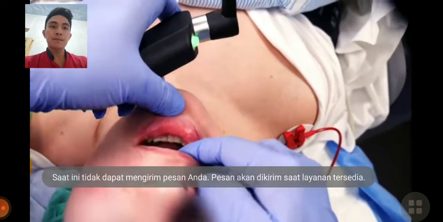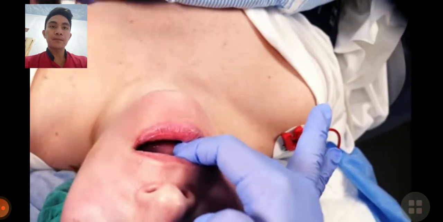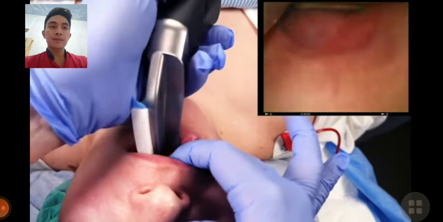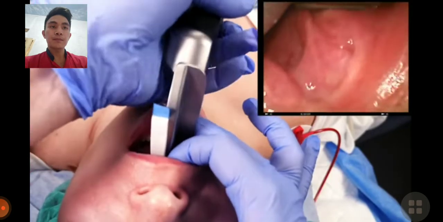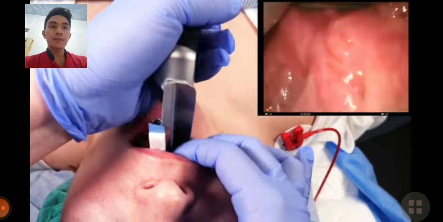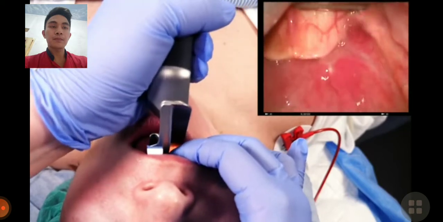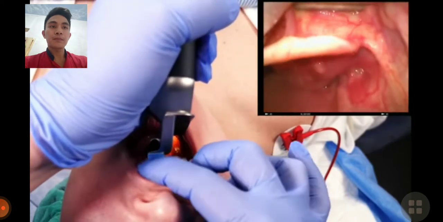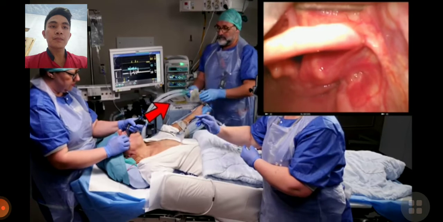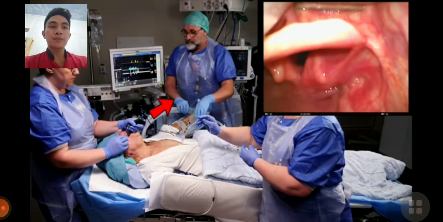Let's see the laryngoscopy once again. Advance the blade until you see the epiglottis and place the tip in the vallecula, the recess at the base of the tongue. At this point, you can start to apply some force in the direction of the laryngoscope shaft.